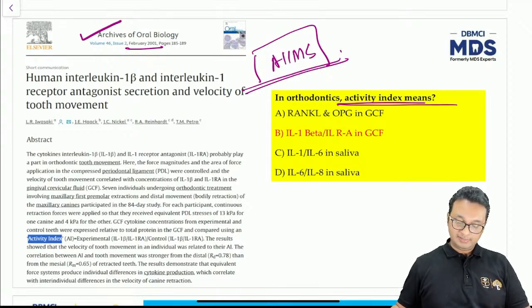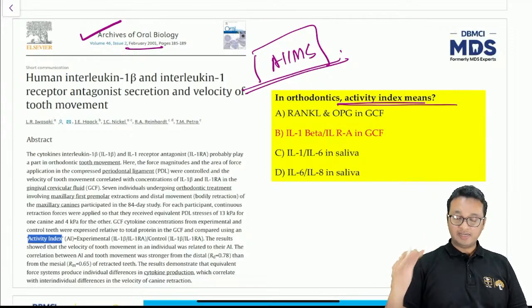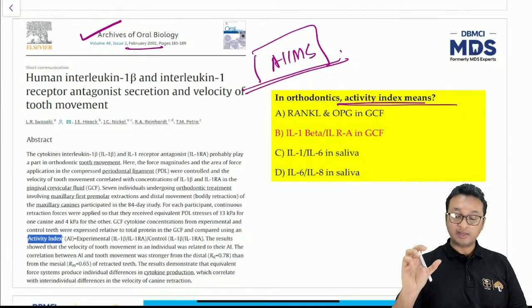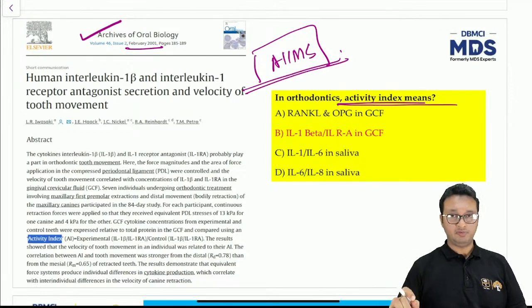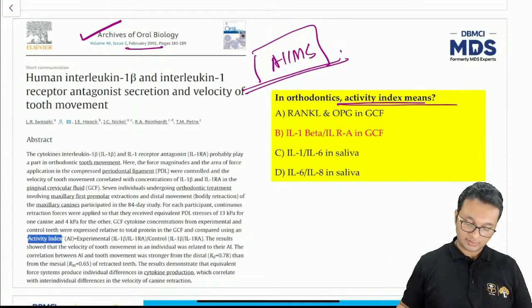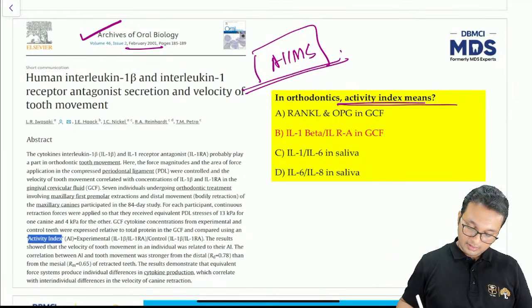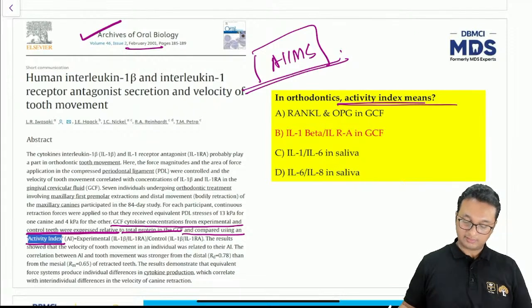So this particular article says, actually that the activity index means the relationship between the interleukin 1 beta and interleukin receptor antagonist in the gingival crevicular fluid. The level between them is known as activity index. Okay, I'll read it for you. So certain experiments were done. The gingival crevicular fluid cytokine concentration from experimental and control teeth were expressed relative to total protein in the GCF and compared using an activity index.